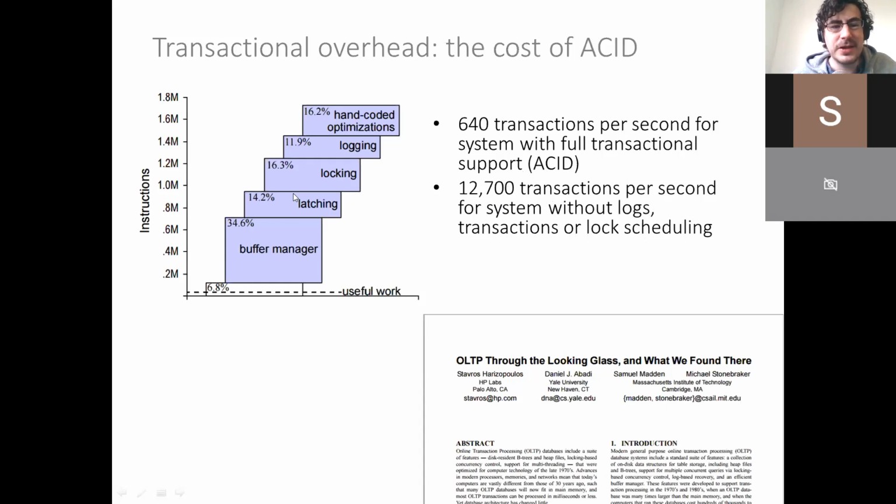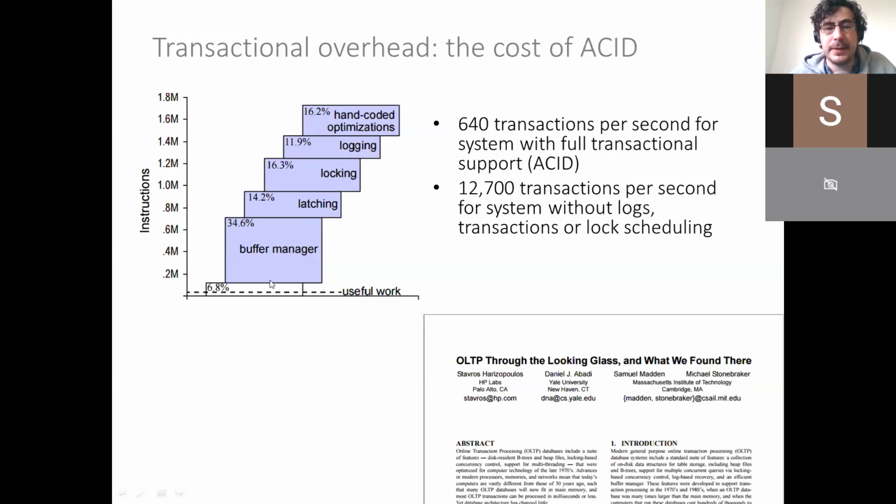What is latching? I'm actually not too sure. I think latching might be related to locking somehow. The buffer manager is just related to disk I/O, so it's about being able to buffer certain blocks from disk, knowing which ones you might want to read next, reading ahead and so forth. Locking, logging, and hand-coded optimizations are probably something specific to the database. Latching, I'm not sure. I'd have to see. I think it might be related somehow to queuing up requests. I'm not really too sure. I'll have to find out.